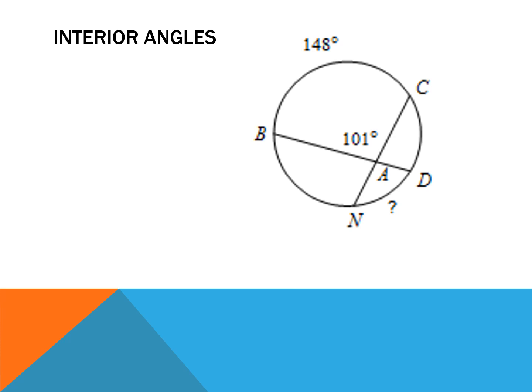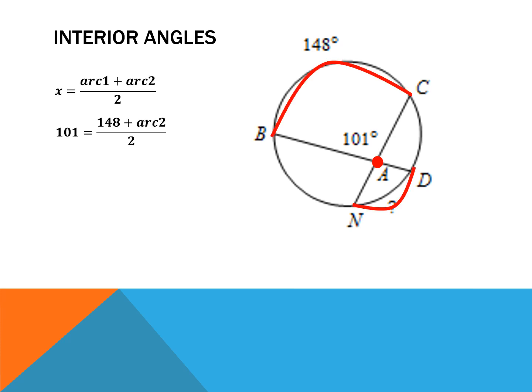Next, we are actually looking for an arc. We're still dealing with an interior angle, so it's going to be the same setup. It's just that we're looking for something different. We know the angle is 101. We know one of the arcs is 148. We're looking for the other arc. So this would be our setup, and then through algebra, we would work our way through to getting 54 as our final answer.